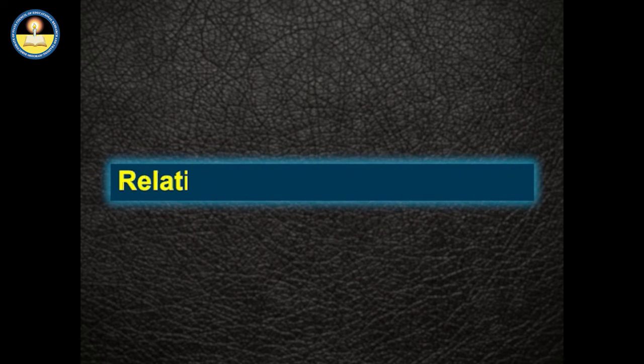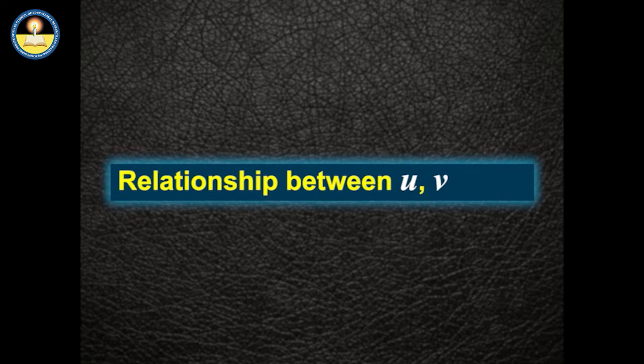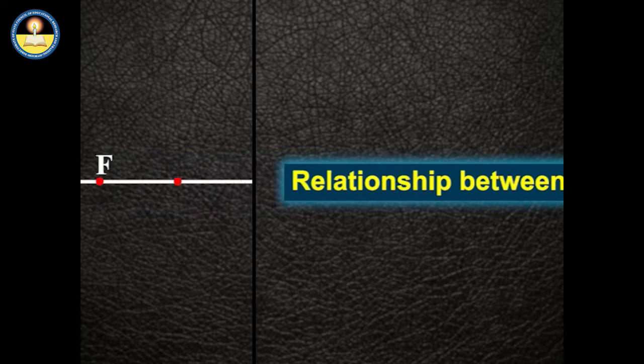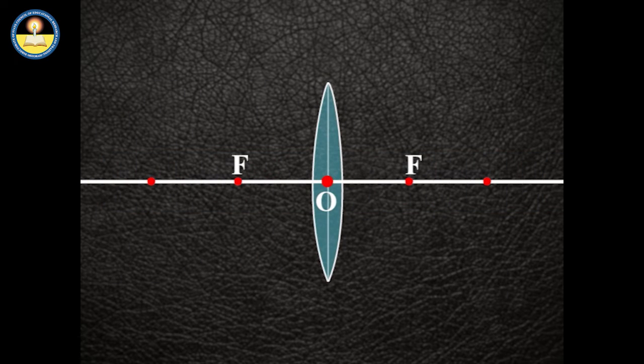In a spherical lens, there is a relationship between the object distance, image distance, and the focal length of the lens. To obtain this relation, let us consider an object AB lying on the principal axis of a convex lens at a distance more than the focal length of the lens so that a real and inverted image can be obtained.